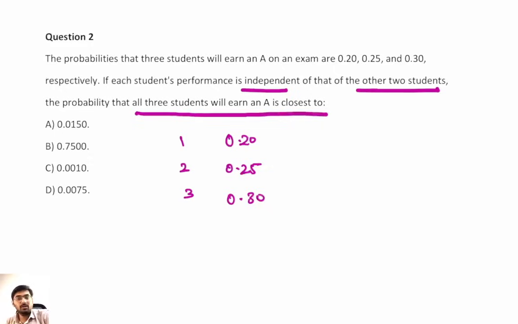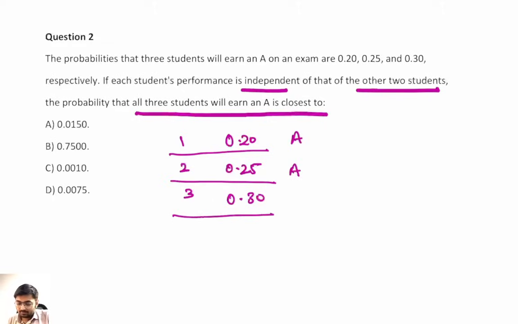There are 100 students in the class, but I am taking 3 students, 1, 2 and 3. It is saying that the first student will bring an A grade, probability is only 20%, clear. The second student will bring grade A, the probability is 0.25, and the third is 0.30. Now they are saying, what is the probability that all three of them will score an A grade? Clear? It's like joint probability.